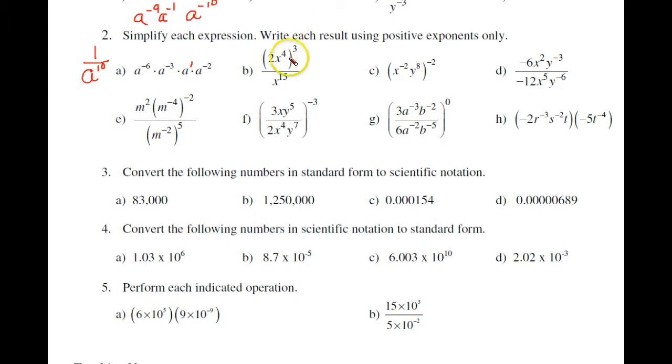Okay, here to get rid of this, this is going to become 2 to the third and x to the 12th, x to the 15th. So I need positive exponents, so I have 2 to the third is going to be 8. And then I'm going to bring this 12 down, and I get that.